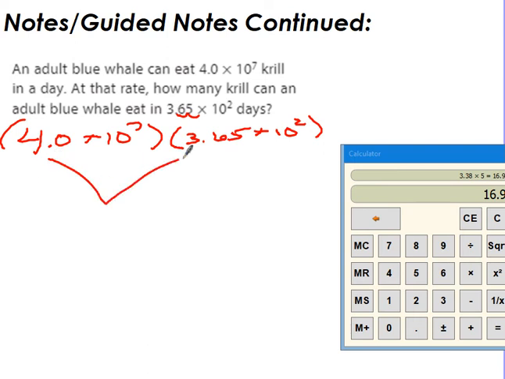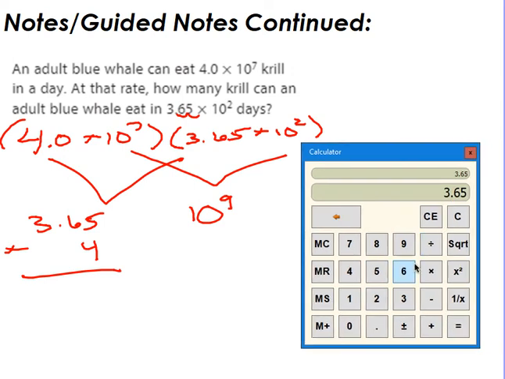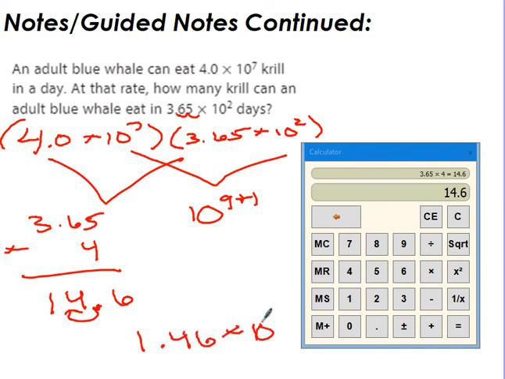So that means I have to multiply 3.65 by 4. I don't need to write the 0.0, there's just no point in doing that. 10 to the 7th and 10 squared becomes 10 to the 9th. So then I actually have to do my multiplication of 3.65 times 4, which is 14.6. Oh, not in scientific notation, move it over once and add one. So 1.46 times 10 to the 10th. And I'm done.